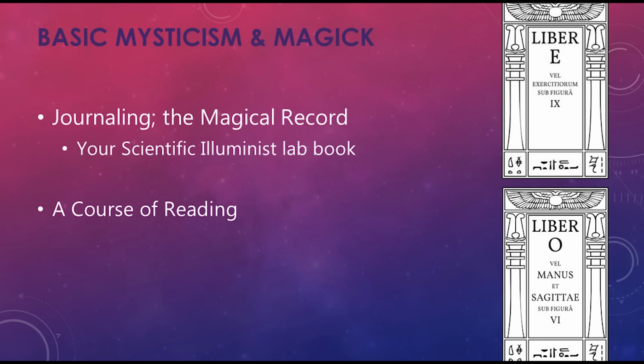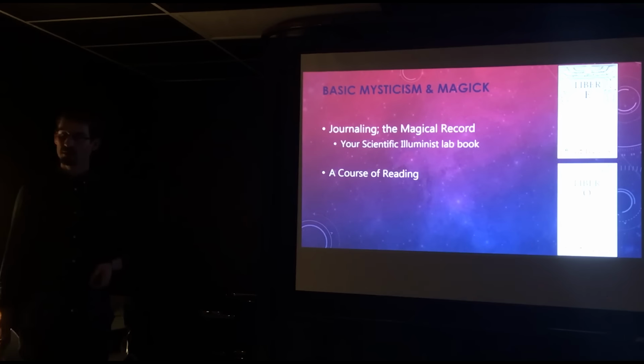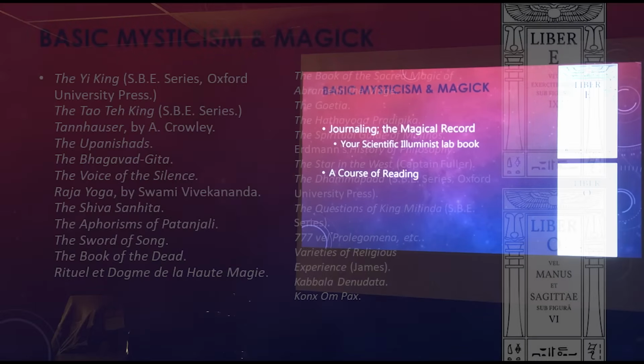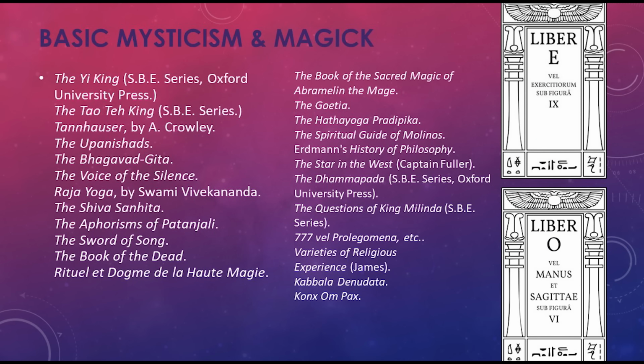Also, Crowley recommends in Liber E a course of reading. This is actually pretty important. I think people neglect it in many discussions of mysticism, but he sticks this right into Liber E. And he says you should read all these books and understand them. Of course, he puts a lot of his own books.